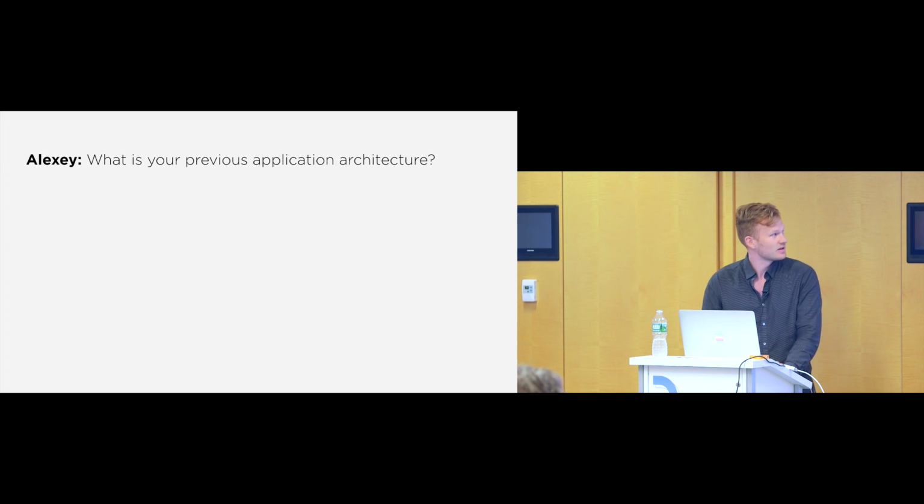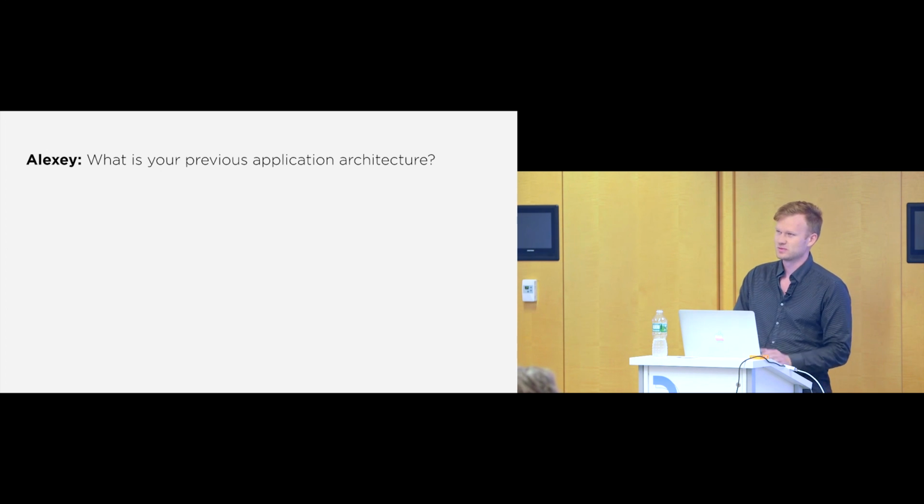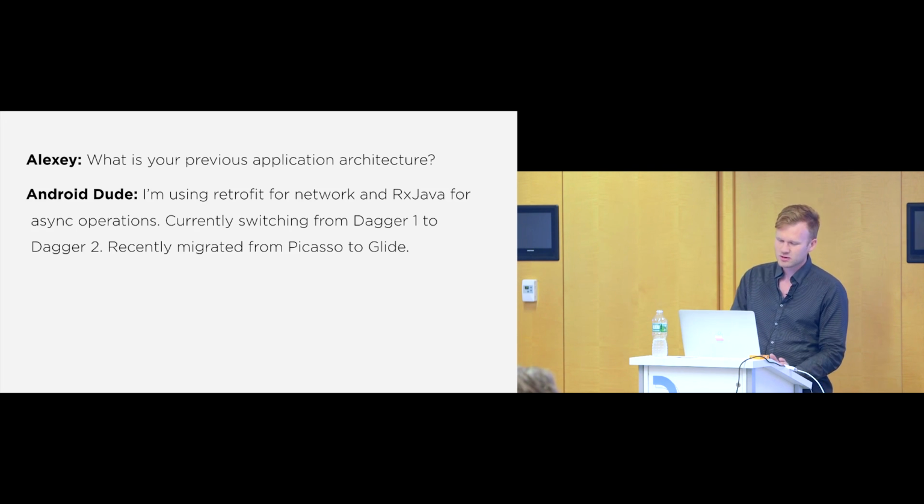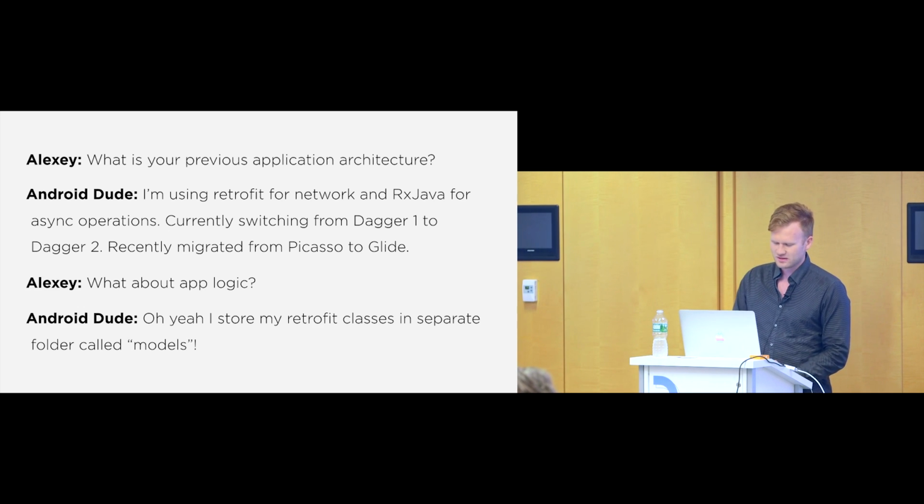So this is actually what happened on one of our Android interviews. I started my interview with a typical opener: what was your previous application architecture? And then the guy started telling me, oh, I'm using Retrofit for network, RxJava for async operations, currently switching from Dagger 1 to Dagger 2, recently migrated from Picasso to Glide. And then I asked, what about the logic? And the answer was, oh yeah, I store my Retrofit classes in a folder called models.